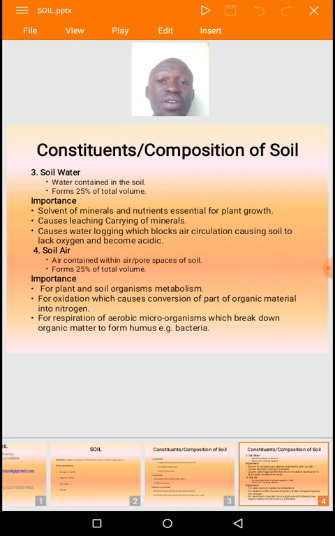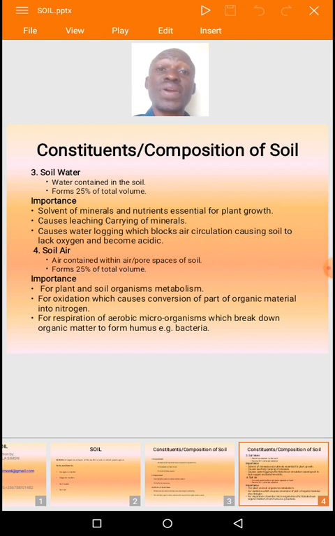Soil water causes waterlogging, which blocks air saturation, causing soil to lack oxygen and become acidic. Remember, in importance, there is positive and negative. It is this very soil water, when it is in excess, that causes waterlogging. It blocks air saturation, and once air saturation is blocked, these soils will become acidic.